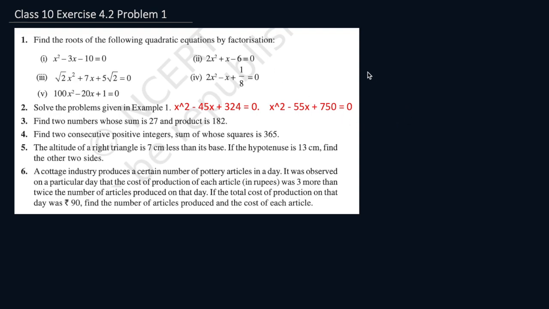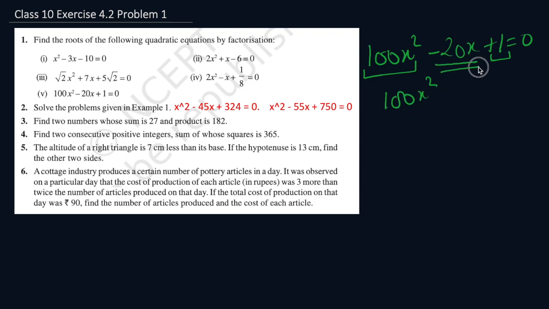Now let us see our last question. Our last question is 100x square minus 20x plus 1 equals to 0. So we have to multiply this a and this c. So it will be 100x square only. Now how do we split it so that we get minus 20x?